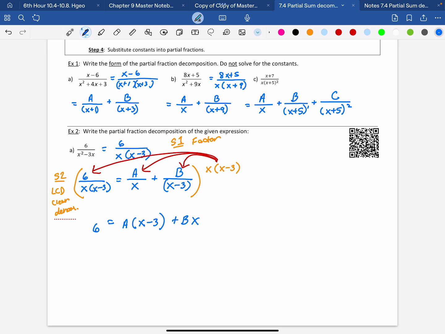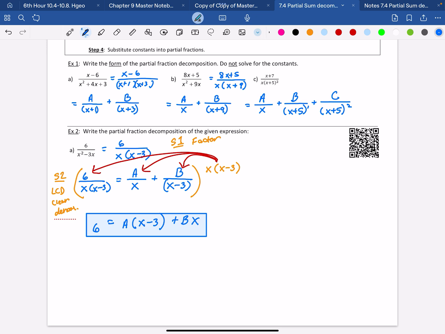So what I have left here is this simplified, cleared denominator version of your expanded form above. Isn't that much easier? It looks much nicer than what we had. There is no longer any denominator. No one likes fractions.